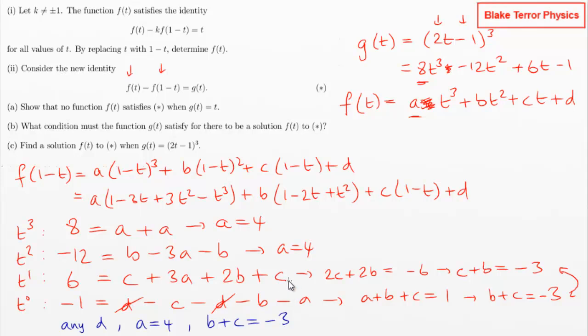Right. So let's then say we need to find a solution. Let's say f of t is 4t cubed. We have to have that. Let's say that d is 0, because that just makes it easy. Let's make c 0, which means that b would be minus 3t squared. That would do, wouldn't it? I mean, you can have any combination that satisfies those criteria.